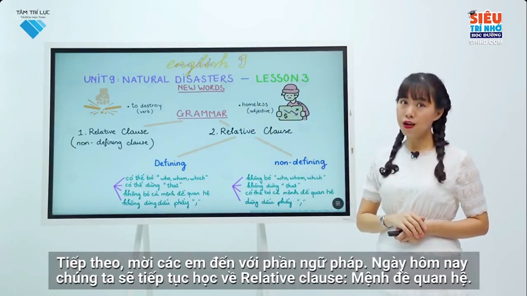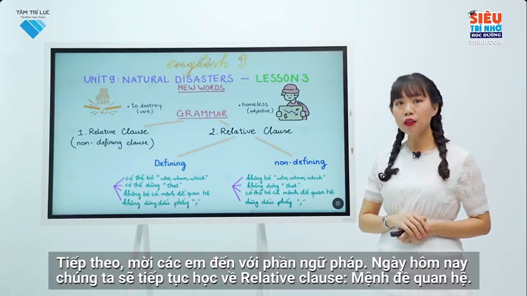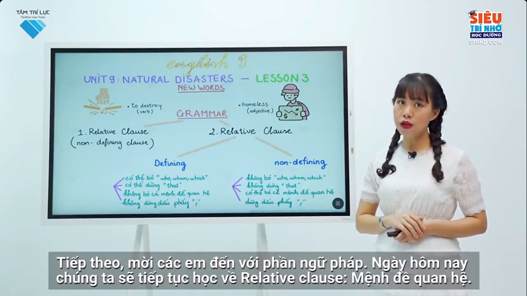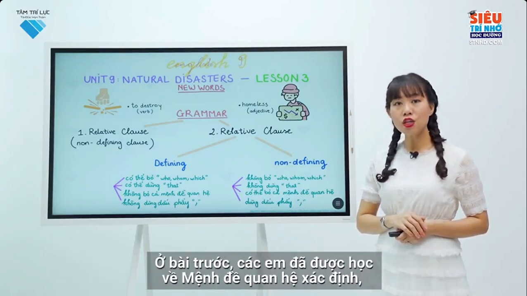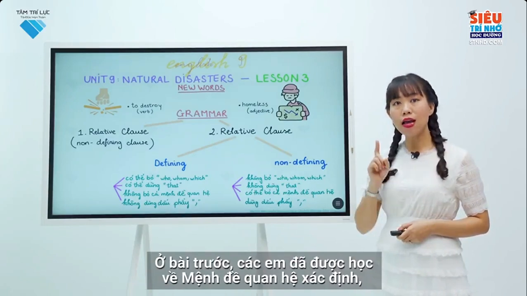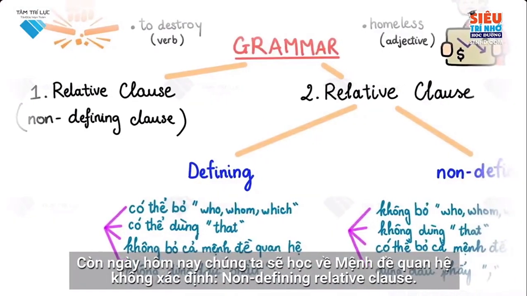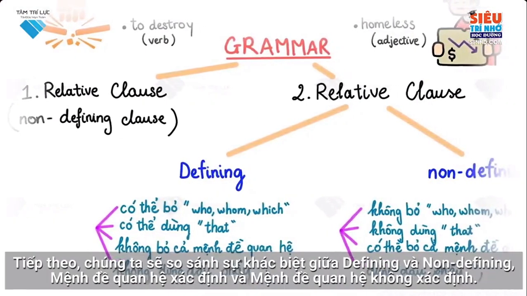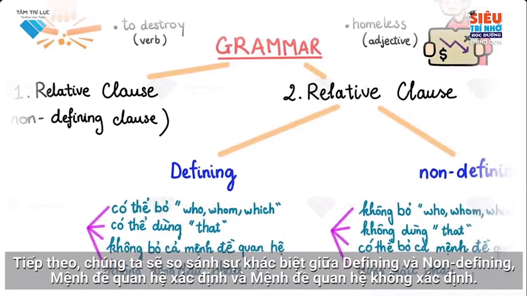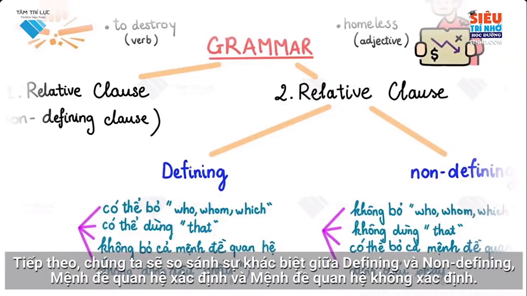Next, let's come to the grammar. Today, we will continue learning about relative clause. In the previous lesson, you have learned about defining relative clause. Today, we will learn about non-defining relative clause. And next, we will compare the differences between defining and non-defining relative clause.